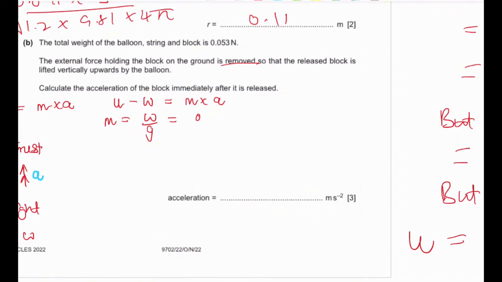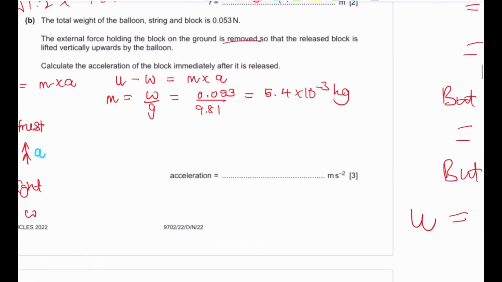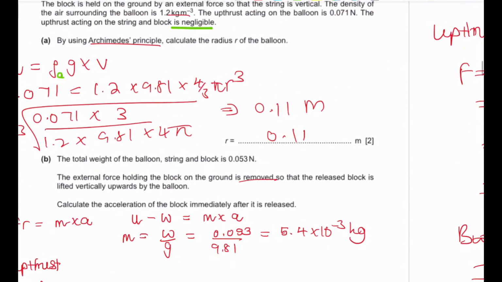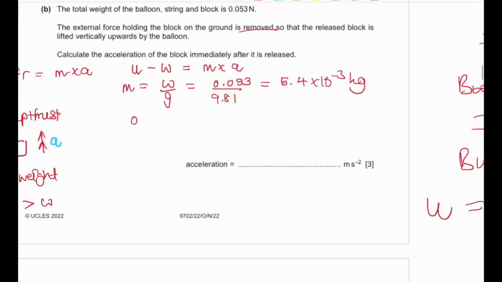What is our weight? It's 0.053, divided by 9.81. That gives us a mass of about 5.4 times 10 to the power of -3 kg. So what is our upthrust? Our upthrust is 0.071. So upthrust 0.071, subtract your weight, which is 0.053.